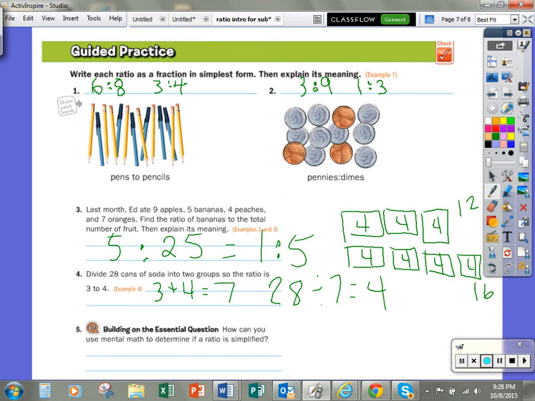My last example to ask, how can you use mental math to determine if a ratio is simplified? So take a minute and discuss that with your shoulder neighbor and pause the video.